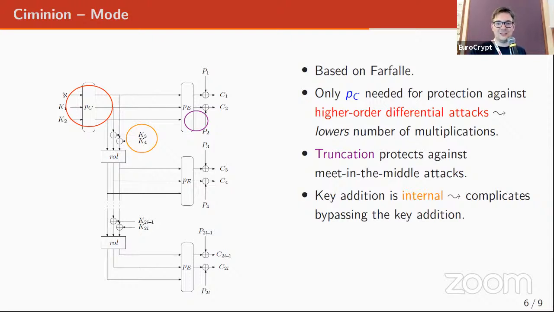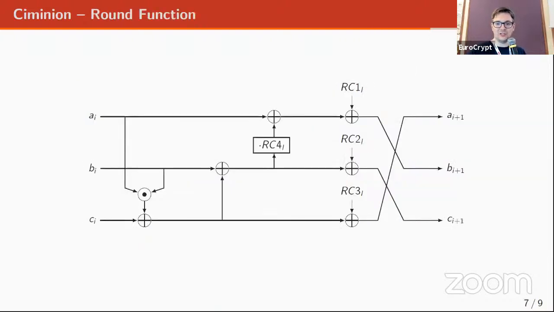So both PC and PE make use of the same round function, as you see over here. The nonlinear part of this round function is the multiplication, and the multiplication has optimal differential and linear properties. Another nice thing is that it has some diffusion between the field elements, whereas many of the existing ciphers in this design space make use of power mappings, which operate on only a single element.